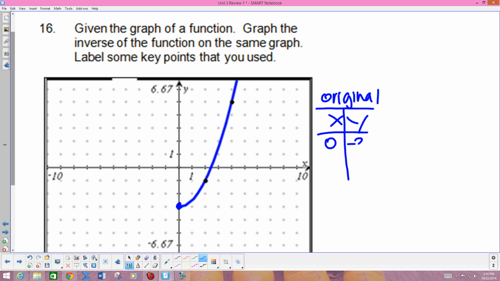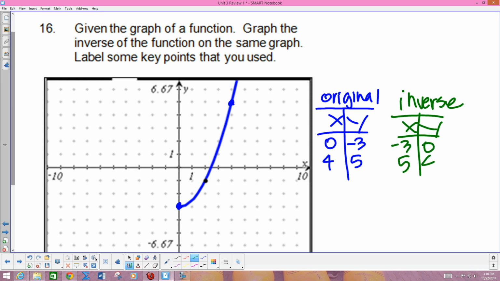0, negative 3. And let's go pick this one right here. That one looks pretty good. 1, 2, 3, 4. 1, 2, 3, 4, 5. So I'm going to say 4, 5. The inverse, x and y. What happens for the inverse? They switch. X becomes y and y becomes x.